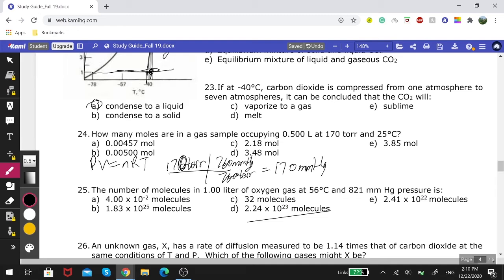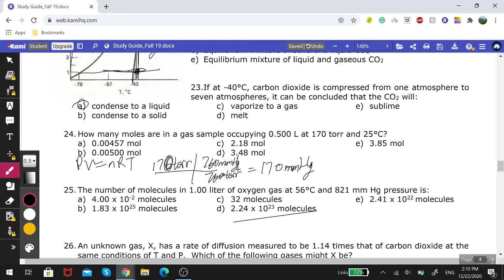Correct. There we go. Now, that is pressure times our volume, which is 0.5, equals n, and we're using mmHg, so the gas constant for that is 62.4, times temperature, 25 degrees Celsius. We're going to use Kelvin, so 25 plus 273, which is 298.